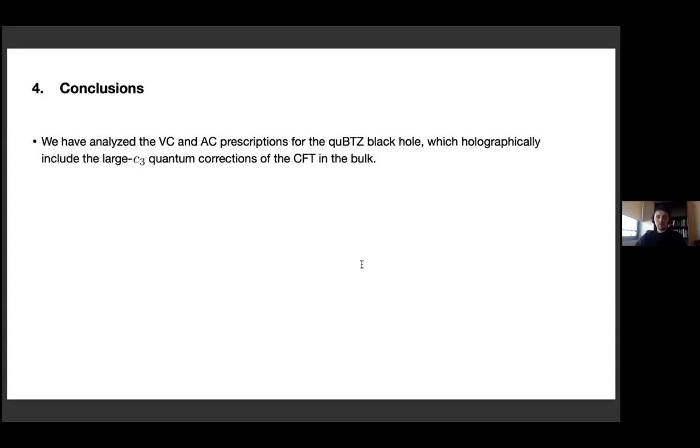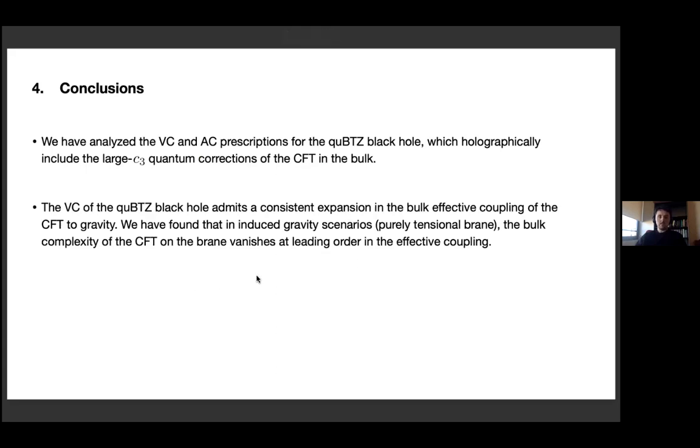So in conclusion, let me just wrap up. We have analyzed the volume complexity and action complexity prescriptions for the quantum BTZ black hole, which holographically include the large central charge quantum corrections of the bulk conformal field theory on the brane. We have found that the volume admits a consistent expansion in the bulk effective coupling of the CFT. And we have also found that in induced gravity scenarios, so when the brane is purely tensional, the bulk complexity of the quantum fields on the brane vanishes at leading order in the effective coupling.